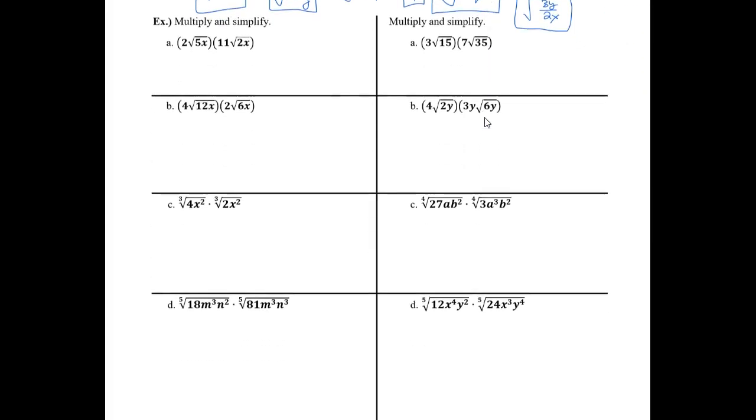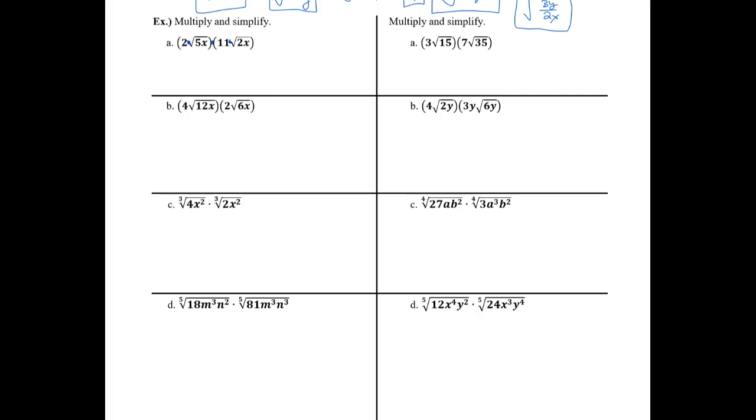Alright, now let's get into the meat of things here, multiplying these radicals together and then really simplifying what we can. On the left-hand side here, I have 2 times the square root of 5x, that whole quantity, times 11 times the square root of 2x. Notice that everything here is multiplication. I have 2 times that square root, 11 times this other square root. Multiplication is commutative. I can multiply in any order that I want.